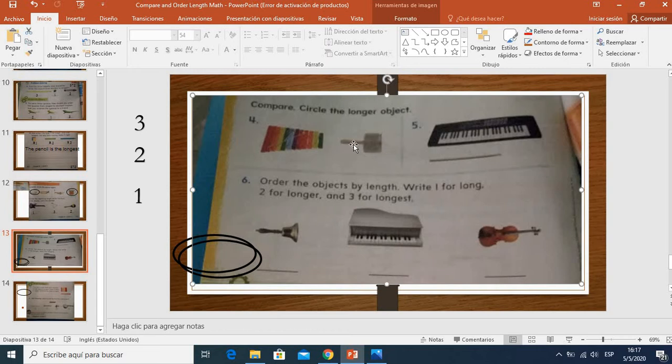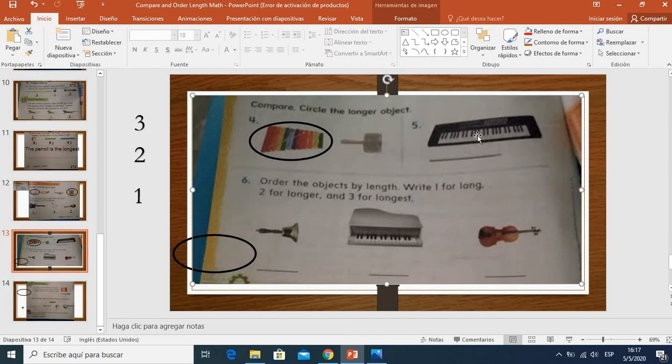But here in the picture, I cannot see it very well. But it's another musical instrument, I think. So, we have a xylophone and another musical instrument. Which one is longer? The xylophone or the other musical instrument? The xylophone, very good. So circle it with your pencil. Circle the xylophone. Nice. Very good.